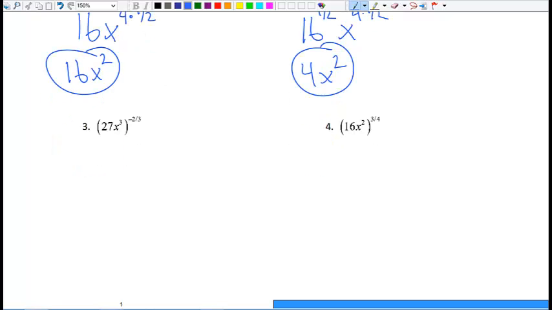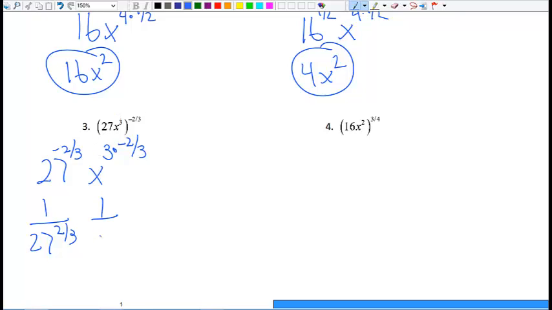Okay. Number 3, again, the 27 is attached to the exponent, so we can distribute that out, 27 to the negative 2/3. And then this would be x to the 3 times negative 2/3. Now, they both have negative exponents, so to make them positive, we're going to translate them into the denominator. And let's see, 3 times negative 2/3 is just x to the negative 2, so that makes that x squared.